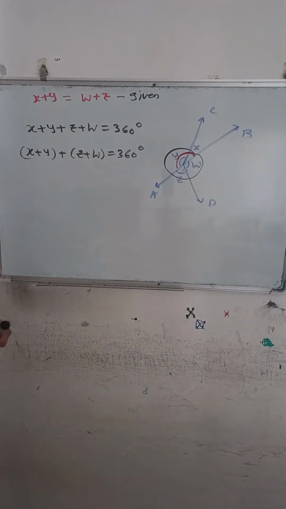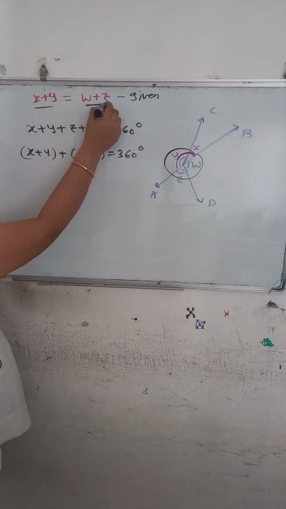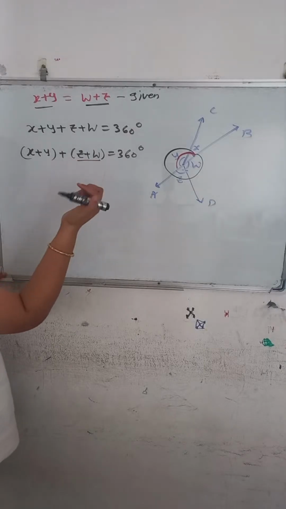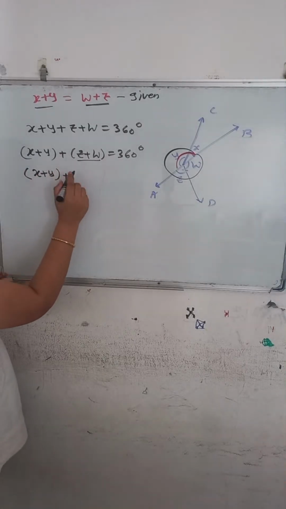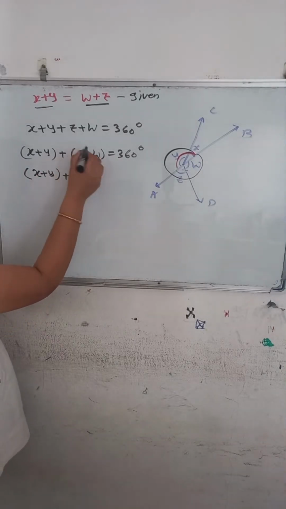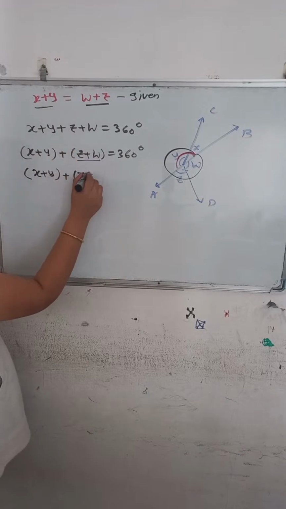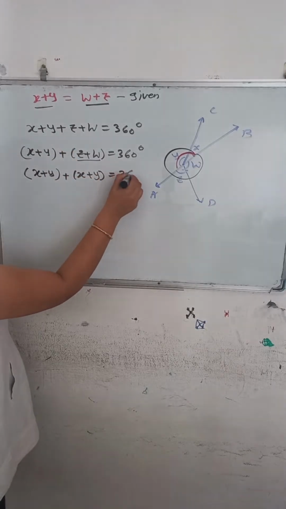Okay. Or we have to prove here, no? So what will I do? x plus y is equal to w plus z. Addition is commutative. So I will keep x plus y as it is, and this I will replace. Which one? z plus w I will replace by x plus y. Okay, is equal to 360.